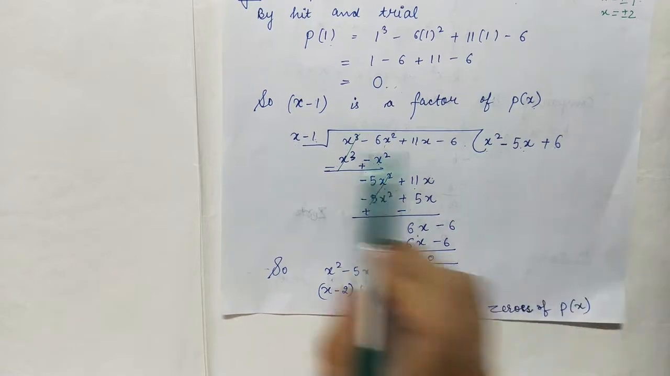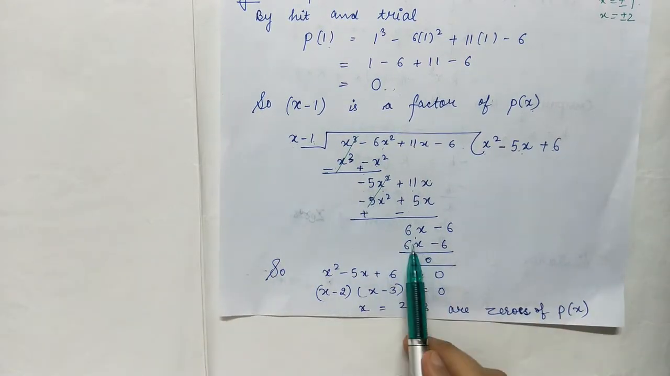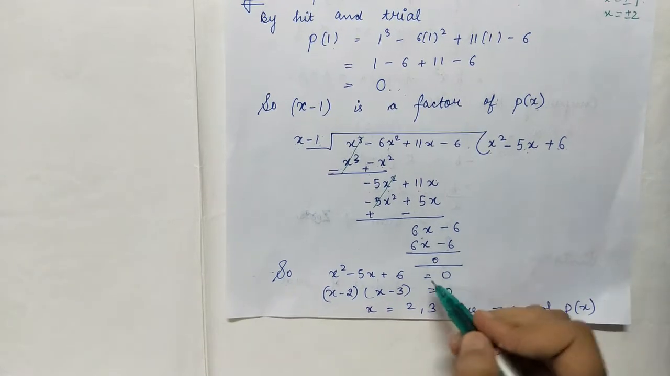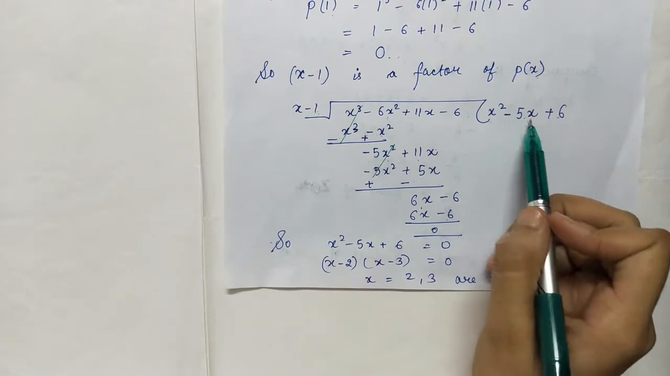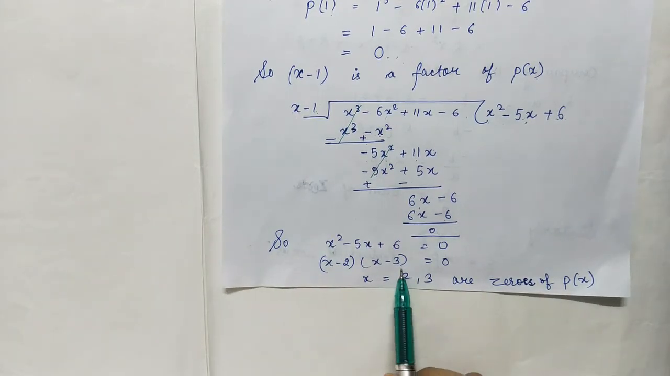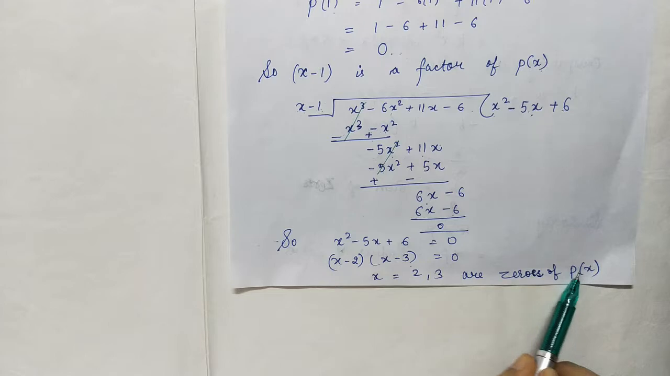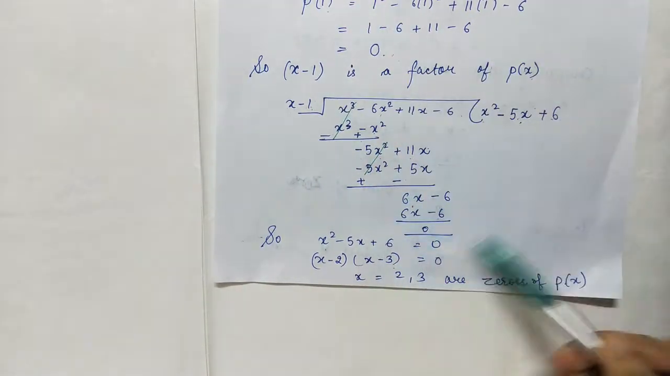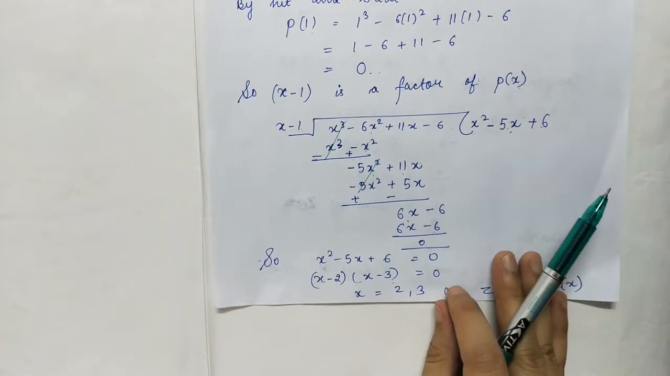Again plus 6. 6 into x, 6x. 6 into minus 1, minus 6. These both cancel out, 0. This is the quotient. Further splitting the middle term of this quadratic polynomial, we get these 2 zeros of this quadratic polynomial, and these 3, 1, 2 and 3, these 3 are the zeros of this cubic polynomial.